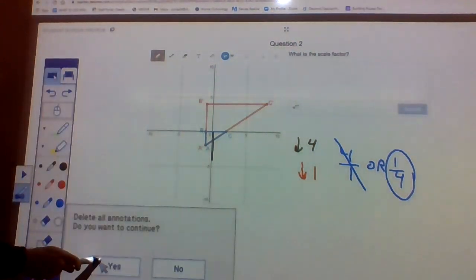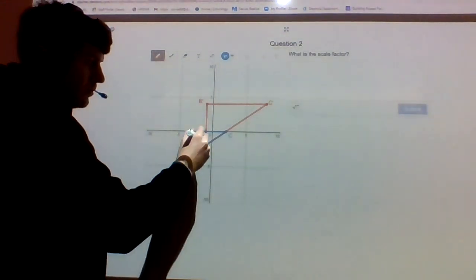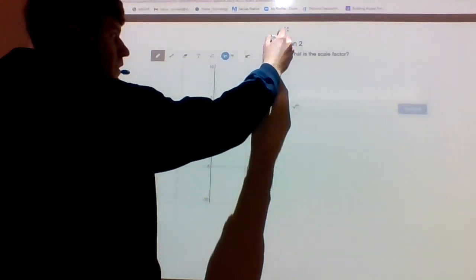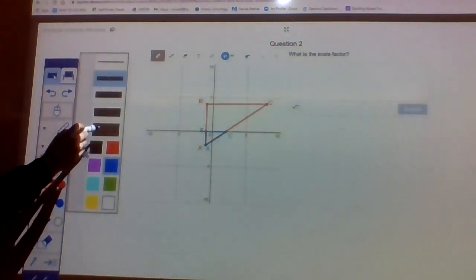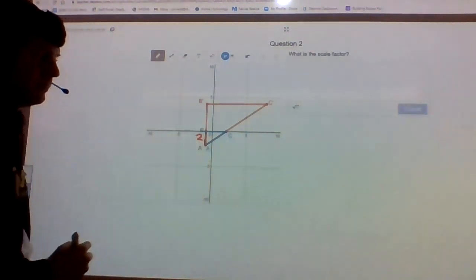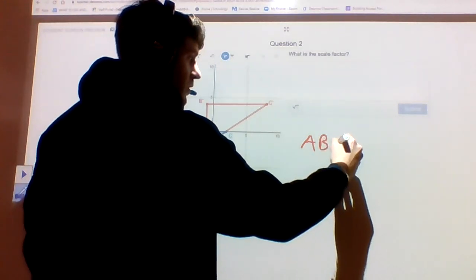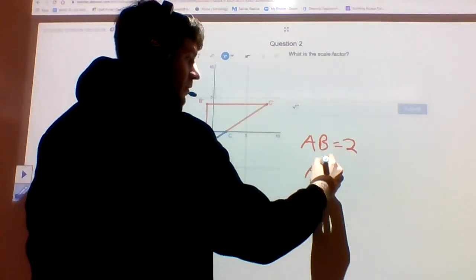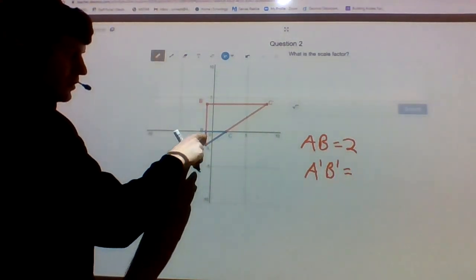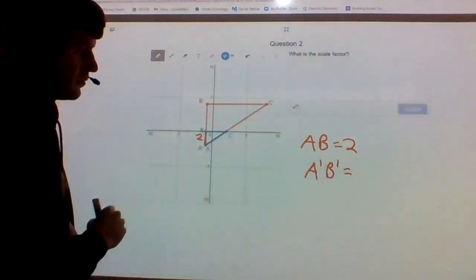So let's look at the length of the side of AB here. So AB is 1, 2. All right, the length of AB here is 2. Okay, and then A prime, B prime is going to be 1, 2, 3, 4, 5, 6.